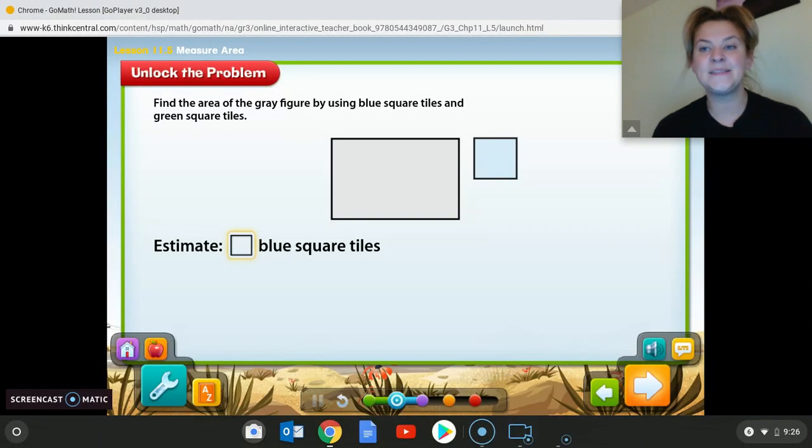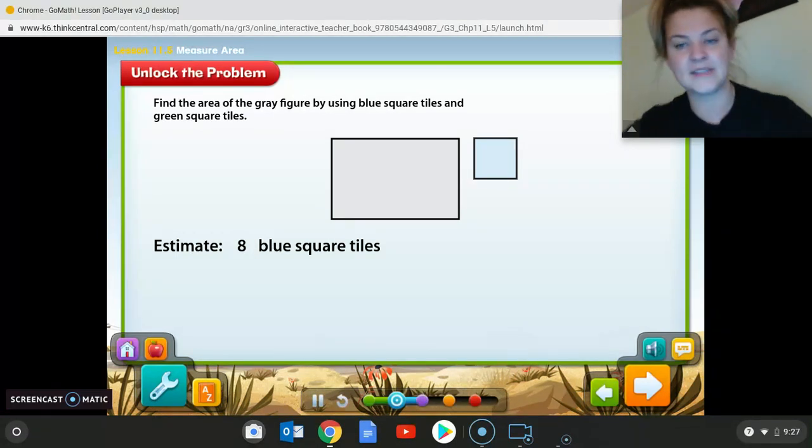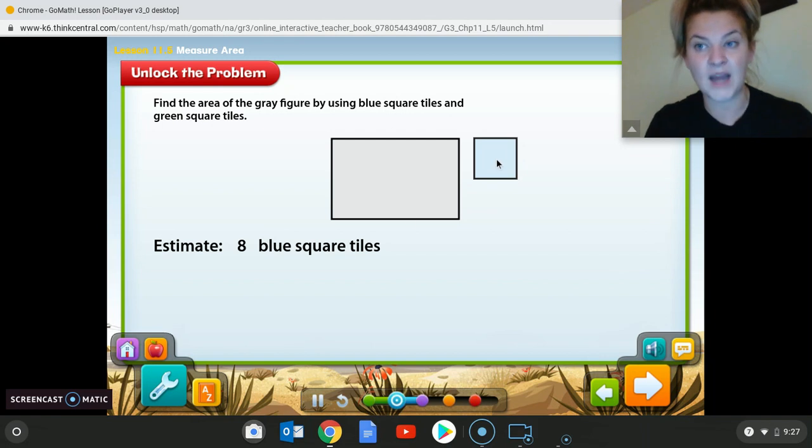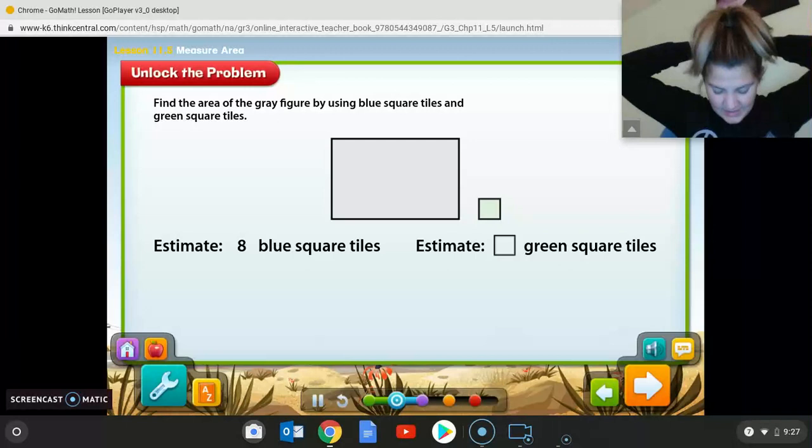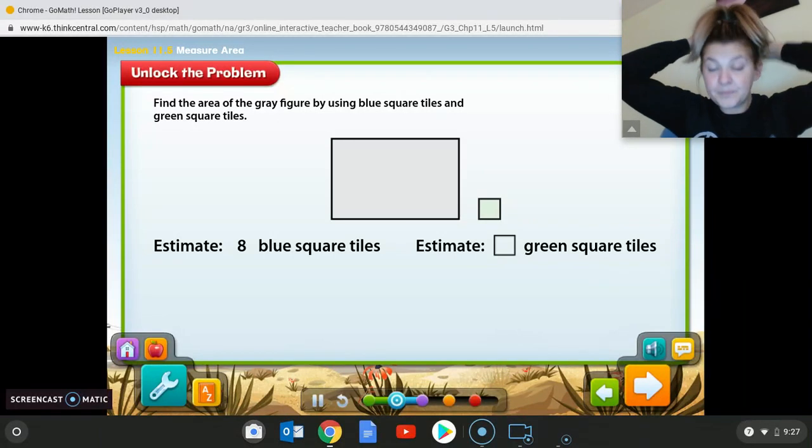Well, this blue square kind of reminds me of my last blue square, and this gray rectangle kind of reminds me of my yellow rectangle from the past. So I'm going to say there's about 8. Is that an appropriate estimation? Yes. If I said 80, no, there's no way there's 80 of those blue squares in this gray rectangle. Okay? So then I'm going to estimate my square green tiles.